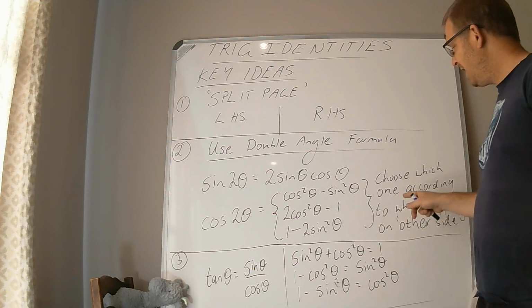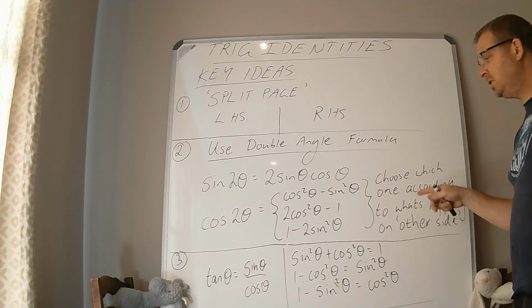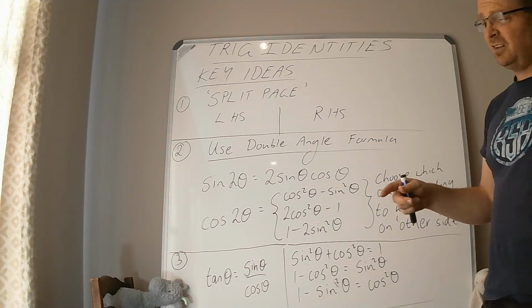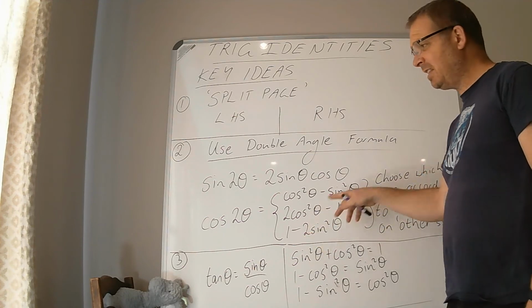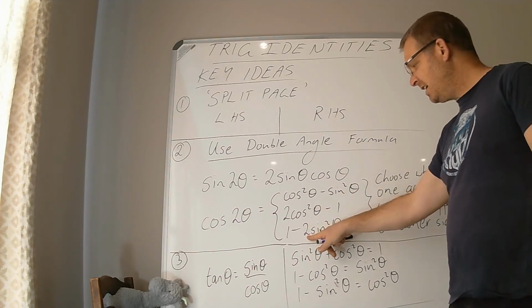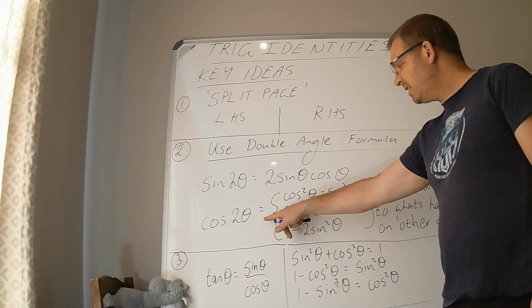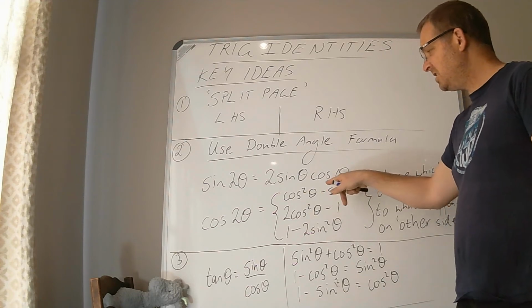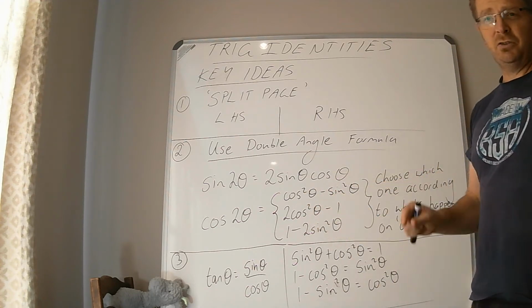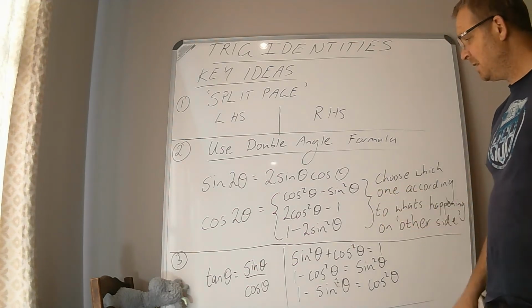And I just made a note here. I said choose which one you're going to use according to what's happening on the other side. So let's say I had cos 2 theta, and in the denominator on the other side I've only got sines. Then I would change the denominator to 1 minus 2 sine squared theta. Say in the numerator you only had cos, then I change to that. Occasionally use the mixed one, usually it's one of those two. You've got to, with identities, keep looking at both sides to try to get them to be the same.